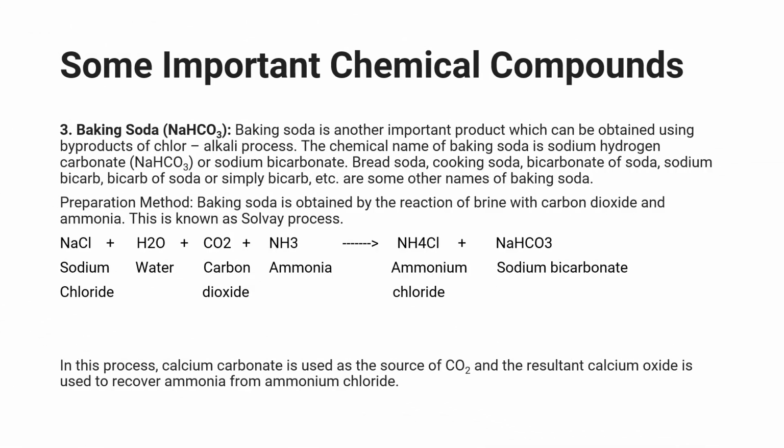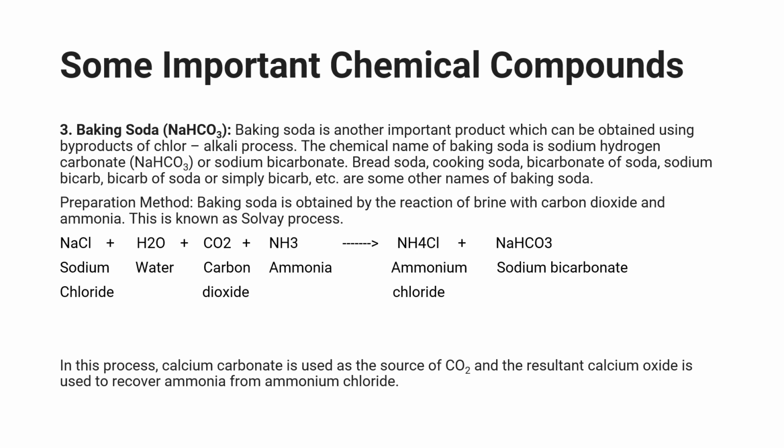So let's talk about baking soda. Baking soda is another important product which can be obtained using byproducts of the chlor-alkali process. The chemical name of baking soda is sodium hydrogen carbonate or sodium bicarbonate. Bread soda, cooking soda, bicarbonate of soda, sodium bicarb, bicarb of soda or simply bicarb, etc. are some other names of baking soda.